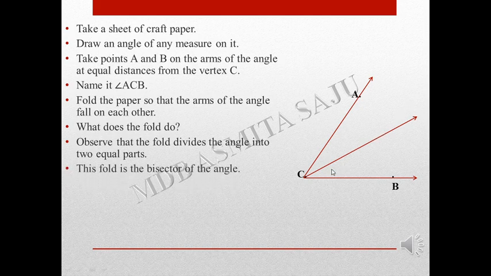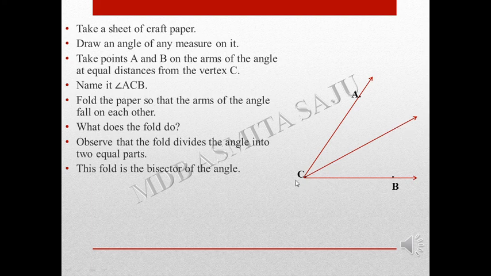So what is the meaning of the word bisector? Bi means two. Sector means sections. So the fold has divided your angle into two equal sections. Again, I'll repeat, this fold is the bisector of your angle.